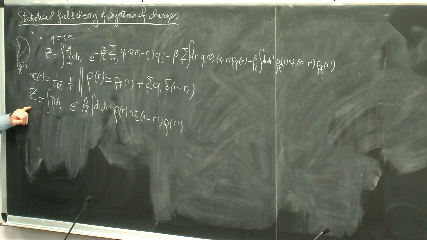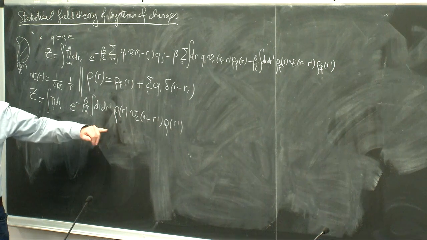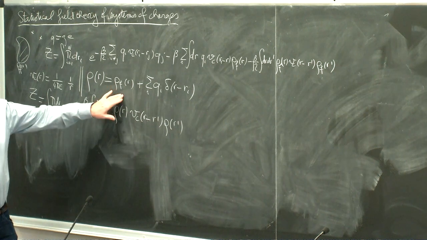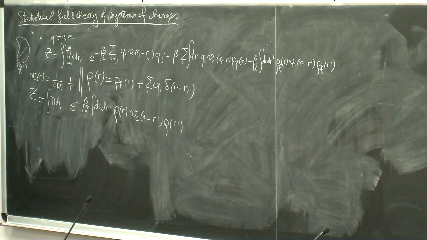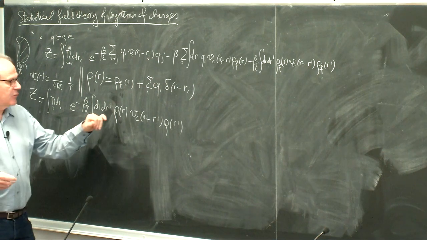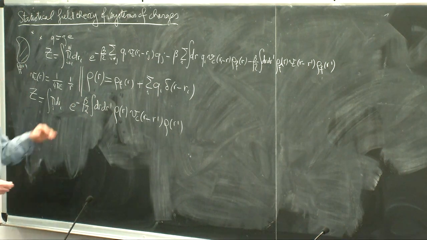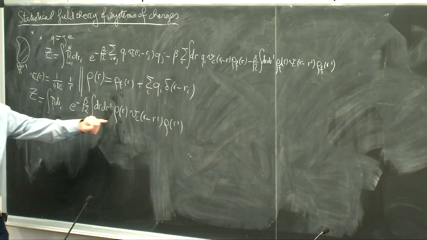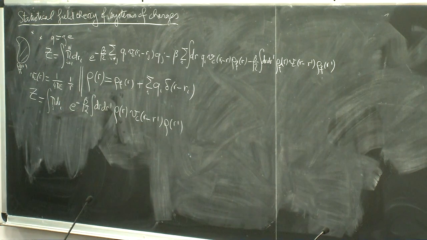As it is now, rho is not a variable of integration. Rho is just a notation for this. If I want to make rho a new variable, as I showed you yesterday, the way to do it correctly is to make a change of variable, to introduce rho as a variable. You have to discretize, as I showed yesterday. I will do it now directly in the continuum.